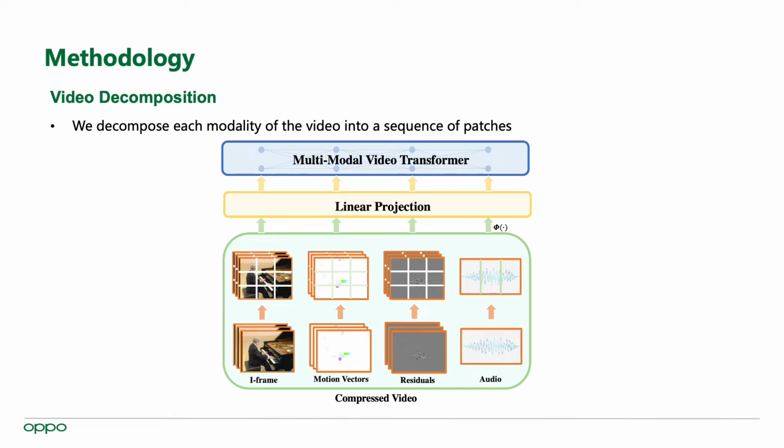Inspired by the recent vision transformer works, what we have done is to simply decompose each modality into a sequence of non-overlapping patches. Then we can map every patch into a feature embedding using a linear projection. We also add a positional encoding to each embedding in order to preserve the original spatial temporal location information.